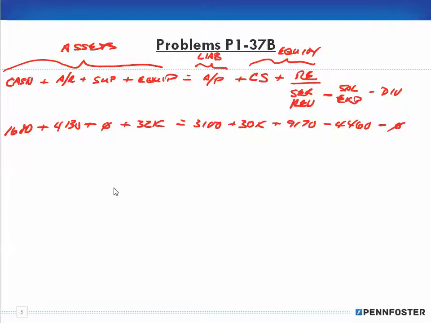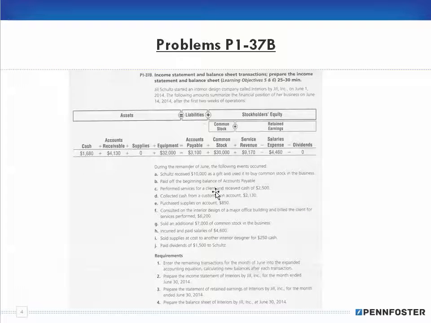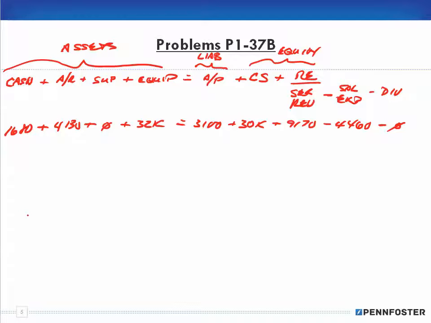So Schultz receives 10,000 as a gift and is going to buy additional common stock in the business. So when I have a transaction, the first thing I ask is, am I affecting cash? In this case, the answer is yes, because the business is getting an additional 10,000 in cash. Since cash is an asset, right? This is the journal entry. Since cash is an asset and I increase my assets on the debit side, if you don't understand what I'm talking about, go back to the introductory videos, okay?